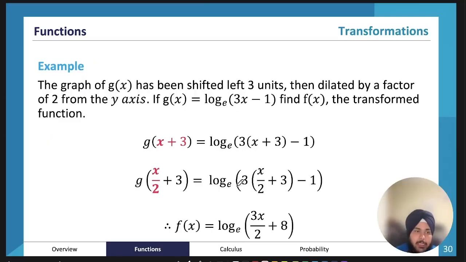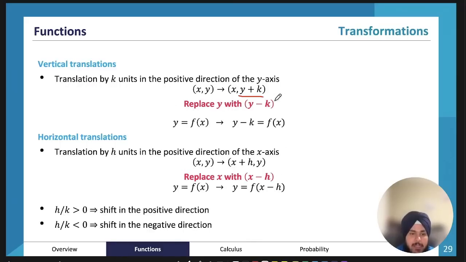Now we'll quickly look at an example. So we have the function g of x, which has been shifted left 3 units, then dilated by a factor of 2 from the y-axis. Another thing that you really need to make sure of is usually transformations are always applied in this order: dilations, reflections and translations, but VCAA always like to mix it up just to confuse students. So if that is the case, really make sure that you're applying one transformation, then the next, then the next.